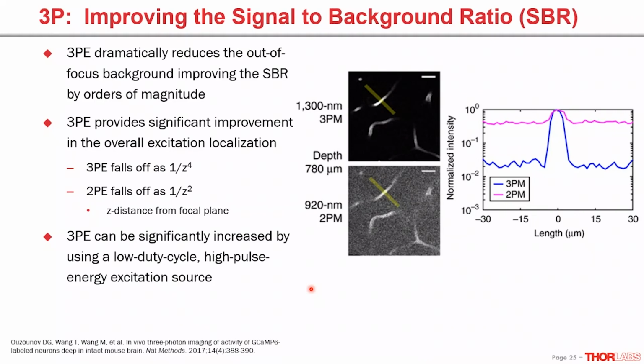So how do you improve the signal to background ratio? I think the best example showing this is this figure from a Nature Methods paper in 2017. If you look at this top panel, this is a 3-photon image taken at 1300 nanometers. The bottom panel is a 2-photon image of the same sample at 920 nanometers. Both were taken at a depth of 780 microns. Qualitatively, it seems clear that there's basically no background in the 3-photon image, while there's some background in the 2-photon image, and it looks staticky.